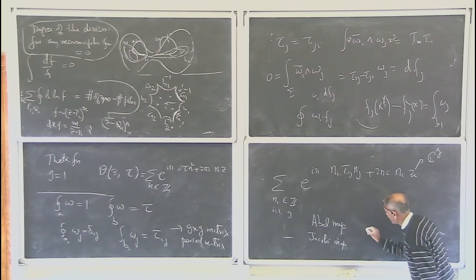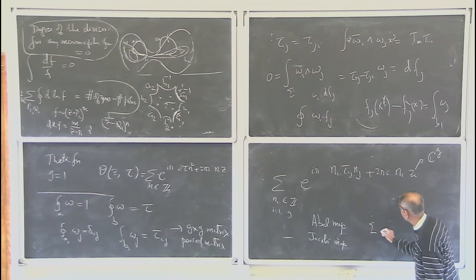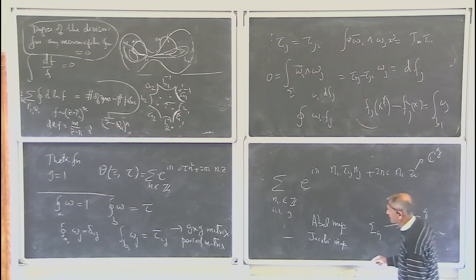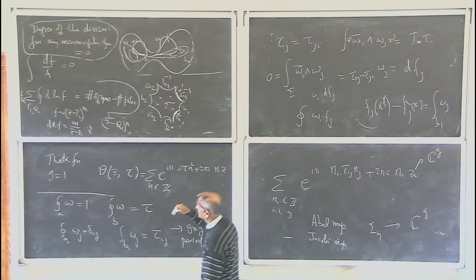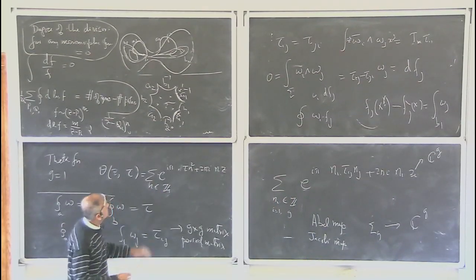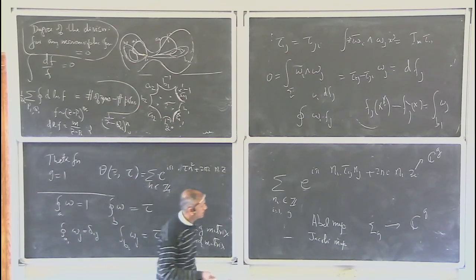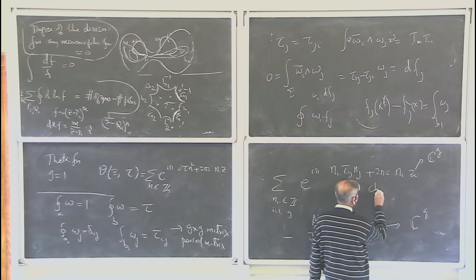Anyway, it maps the surface sigma_g to this C^g. Okay, and it's done in a very simple way. Choose some base point, some fixed base point here. Doesn't have to be this one. Any base point. Choose some fixed base point.